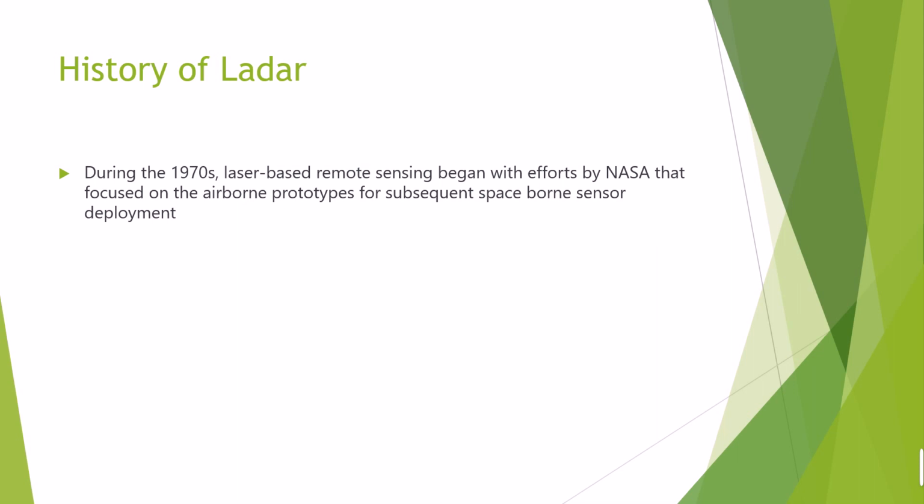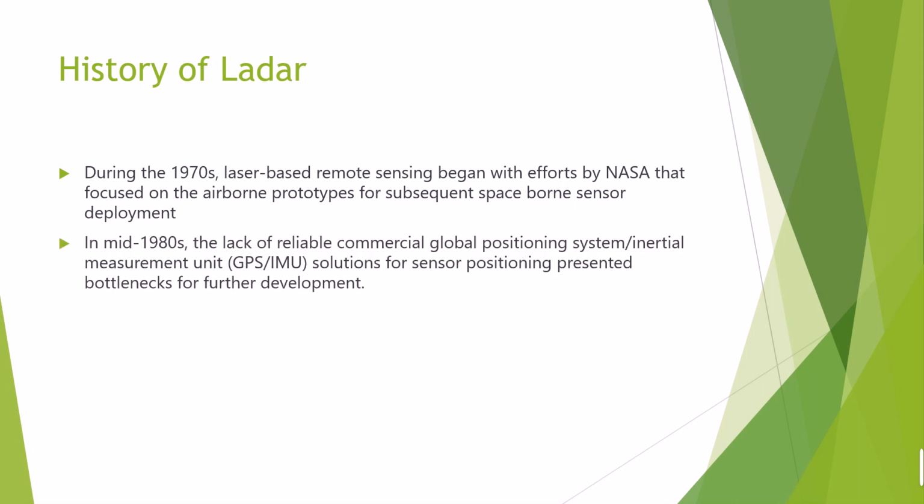In the 1970s, laser-based remote sensing began with effort by NASA that focused on the airborne prototypes of subsequent space-borne sensor deployment. In the mid-1980s, the lack of reliable commercial global positioning system or inertial measurement units, such as GPS and IMU solutions, for sensor positioning presented bottlenecks for further development.